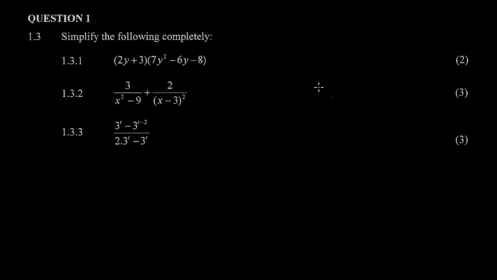Okay, this was an interesting paper actually. South African papers, they're interesting. So now we have 1.3.3. You have 3 to the power t minus 3 to the power t minus 2, and then divided by 2 times 3 to the power t, this is an interesting question, minus 3 to the power t. So what do? If they are subtracting, it means that they can only subtract if they are like terms.